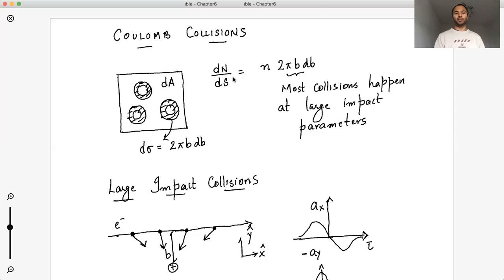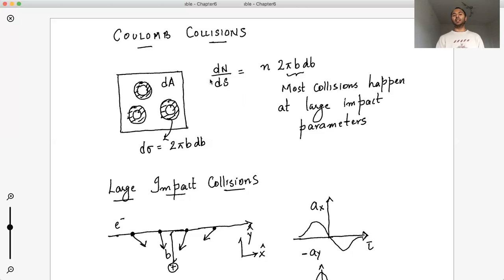So if you just calculate what is the rate of these collisions as the electron is going through, dN/ds, the number of collisions per unit length it travels, you know from the same kind of arguments which we had when we calculated the absorption coefficient, right? So n is the volume density of plasma particles, and the cross-sectional area presented by a single particle is 2 pi b times db. And so you can see that there's just more area at larger impact parameters. So most of the collisions are going to be at large impact parameters. They're not going to be at small impact parameters.